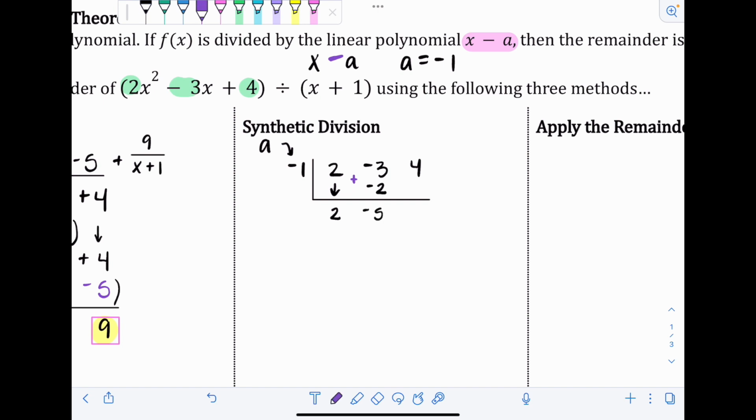And then next I would take the -5 and I would multiply it by -1. That would get me a +5, which goes in that next open spot. And then I add that column, so 4 plus 5 is 9.